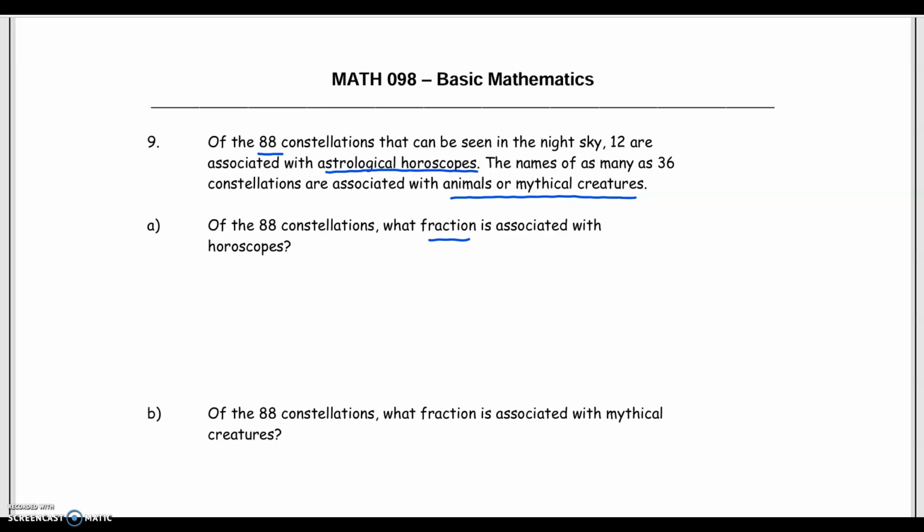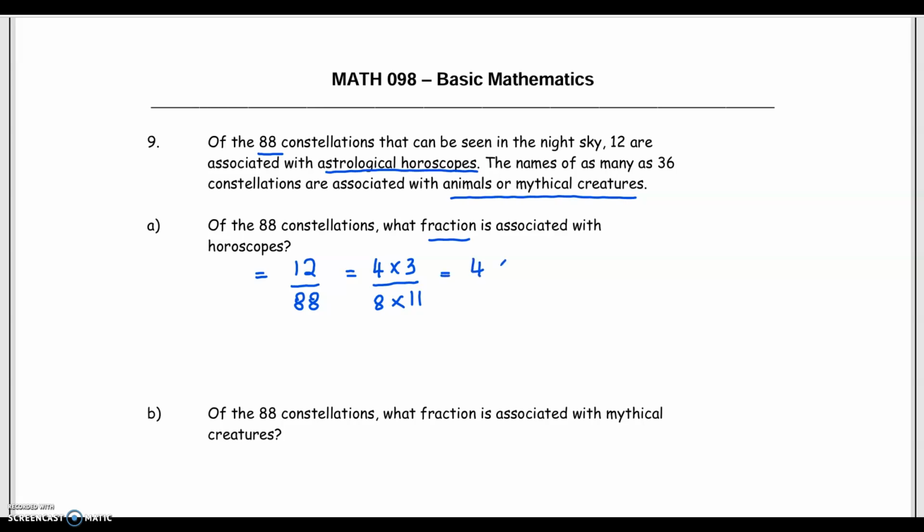So there are 12 that are associated with horoscopes. So we know that from the question. What fraction of the 88, which means out of the 88, 12 are related to astrological horoscopes. Now we need to reduce this number to the lowest terms. 4 times 3 is 12. 8 times 11 is 88.